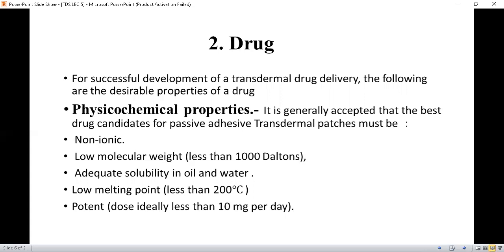First of all, there should be low molecular weight because high molecular weight will not diffuse easily from the adhesive and will not reach the systemic circulation. Second, non-ionic, because we know that most of the barriers in our skin are fat soluble. We have lipophilicity in our skin, so ionic components will not penetrate through the skin easily. Low melting point, potent dose. Potent dose means those drugs that require a minimum dose for their action. Let's proceed further.